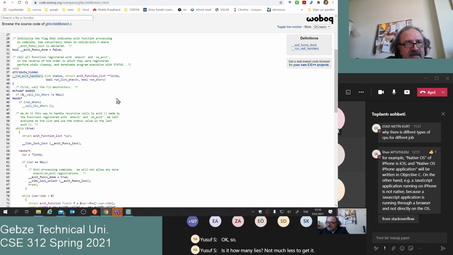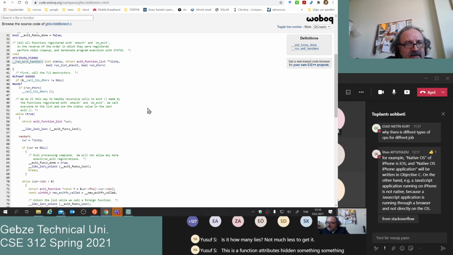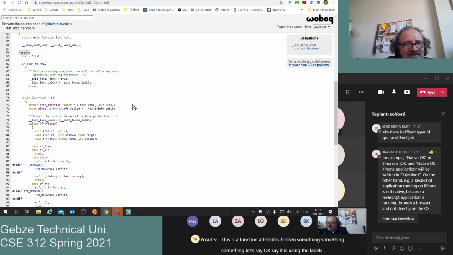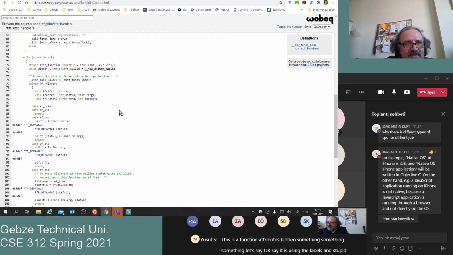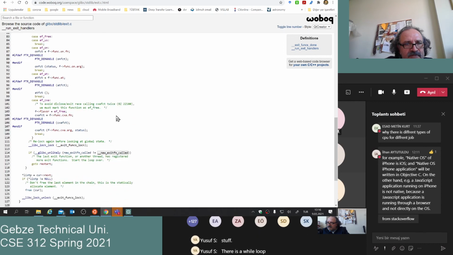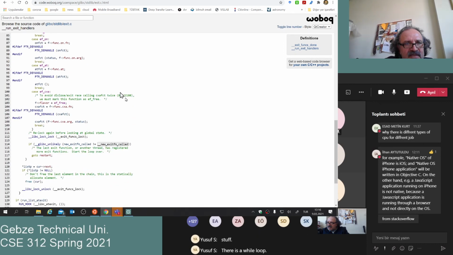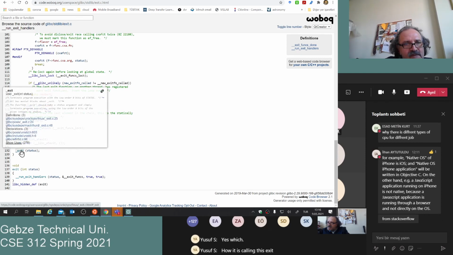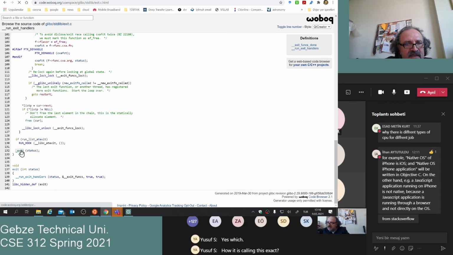This is a function, attributes hidden, something, something. Let's read. Okay, it is using the labels and stuff. There is a while loop and switch. Oh, it is calling this exit. Another exit. Let's go there.